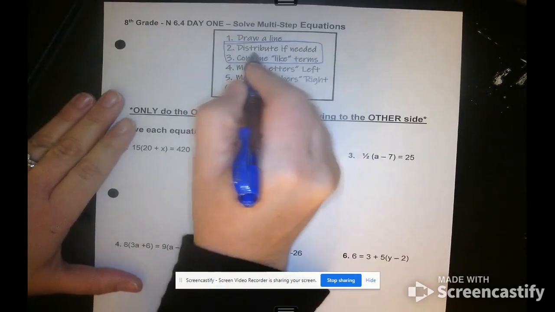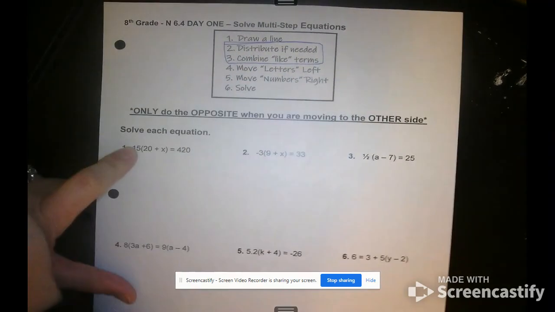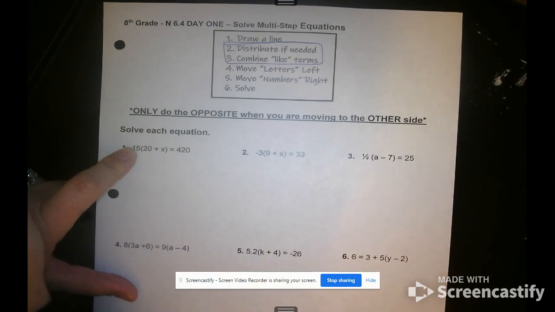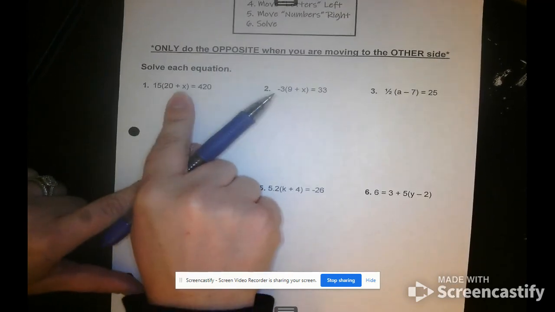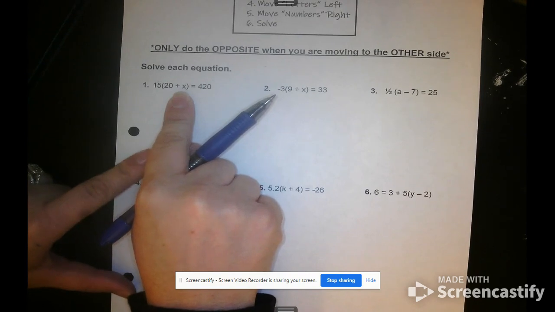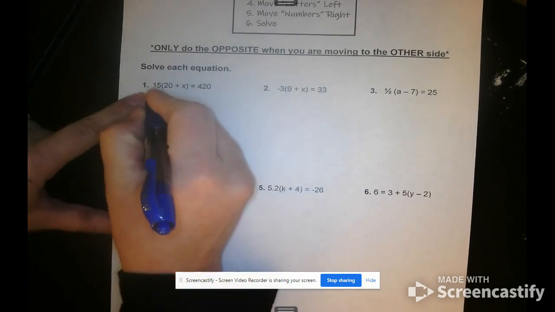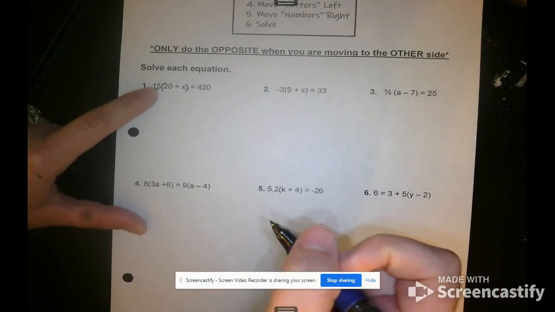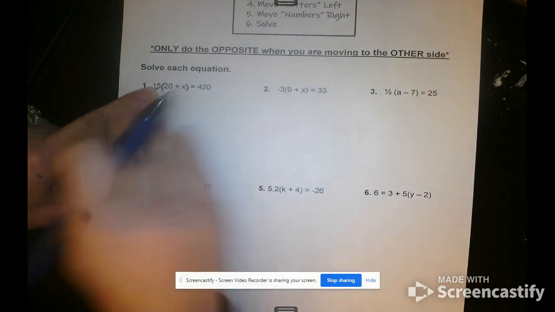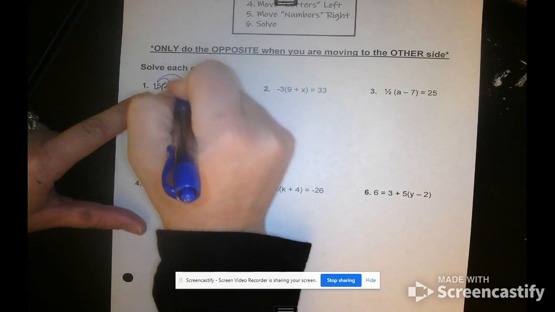So, distribute really quickly. What does distribute mean? Okay. So if I had this and I said you have to distribute first, what do you think you would do? What does it mean when this 15 is right next to what's in parentheses? Multiply. But I multiply it, I distribute it to both numbers.